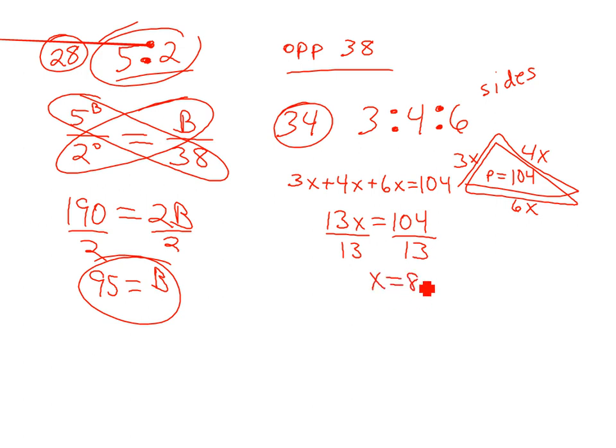What they ask us to find? The measure of all sides. Measure of the sides, right? So what do we got to do with that 8? Plug it in. So we plug in right here. What's 3 times 8? 24. That's one of the sides. What's 4 times 8? And then 6 times 8?